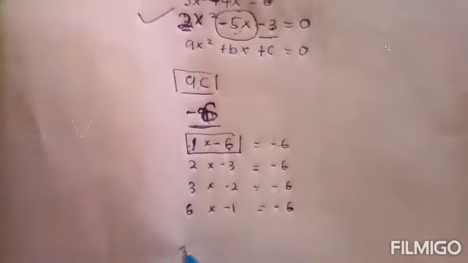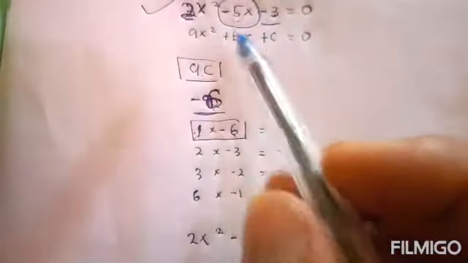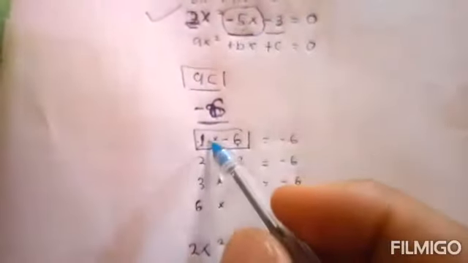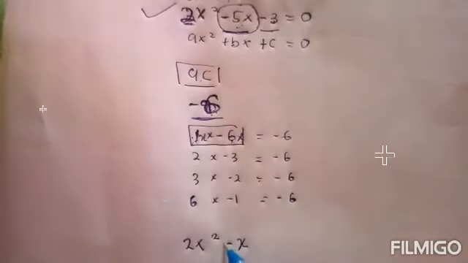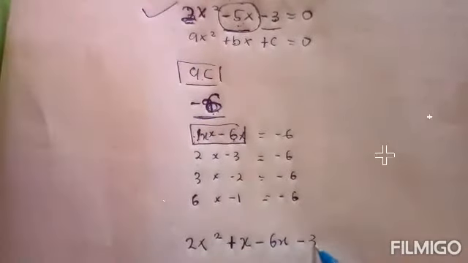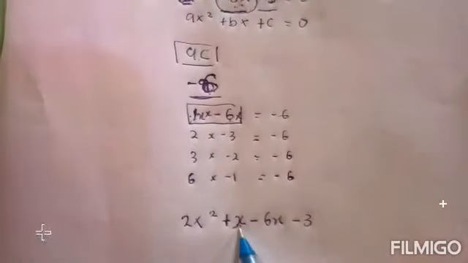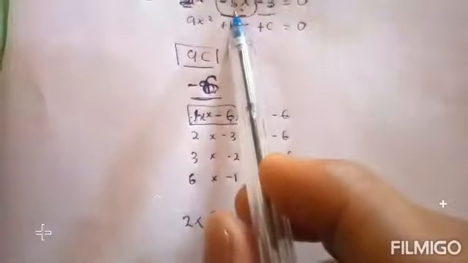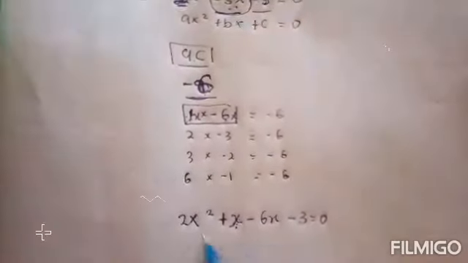So let's write the equation again. Let me write 2x squared minus, instead of this 5x, I'm splitting it using these factors, okay? So plus x, then minus 6x and then minus 3. You see, when you add this x and then minus 6x, you are getting minus 5x, okay? That's why I took that one. So it's equal to 0.